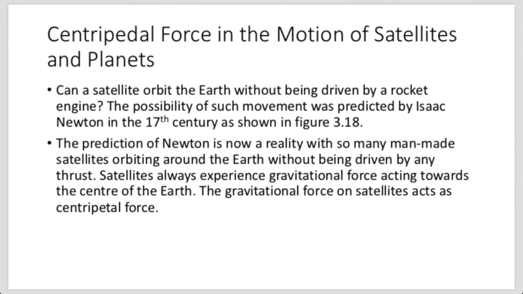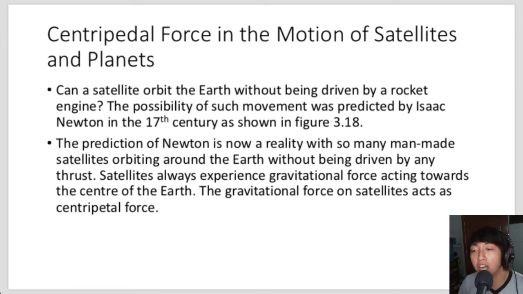Now this is what's amazing. Here's the question: can a satellite orbit the Earth without being driven by a rocket engine? I already told you, yes, you can. But the amazing thing is the possibility of such a movement was predicted by Isaac Newton in the 17th century, meaning the 1600s. Way before a computer, way before any satellites, way before any of that technology was available, Isaac Newton predicted that this is possible just by using mathematics.